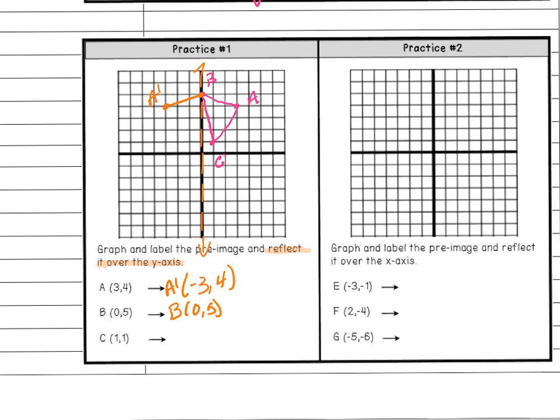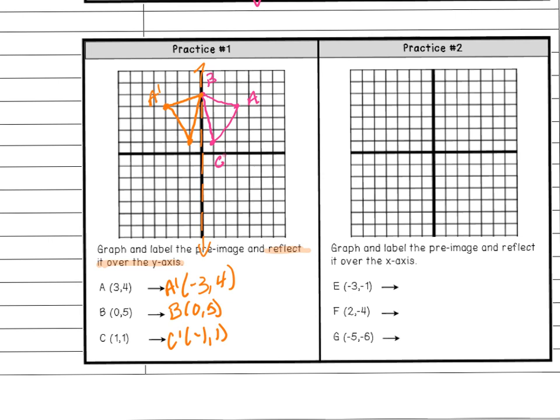So I wanted to talk about this example really well. So notice B didn't move at all, so B stays B. It doesn't become B prime, it stays B. And then we have C prime. C prime is 1 away from my mirror, so I'm going to be 1 away from my mirror on the other side. So that will be -1, 1. And I'm going to try and draw my lines a little straighter than I did on the other one. And there's my figure reflected over the y-axis. Okay, good job, you guys.